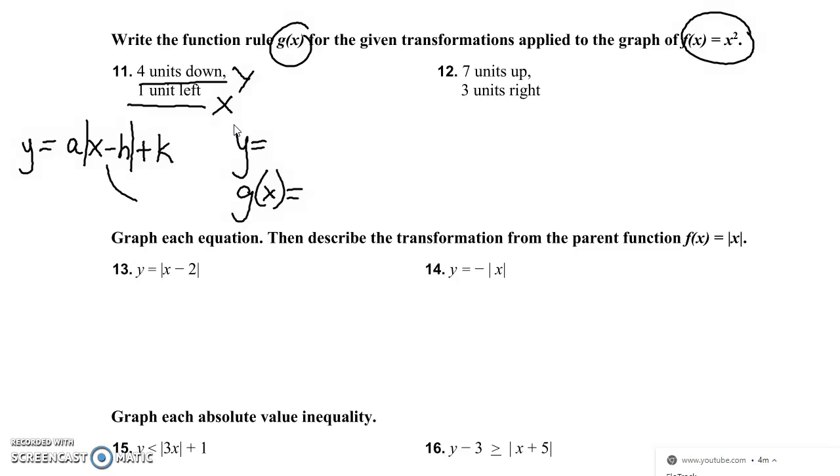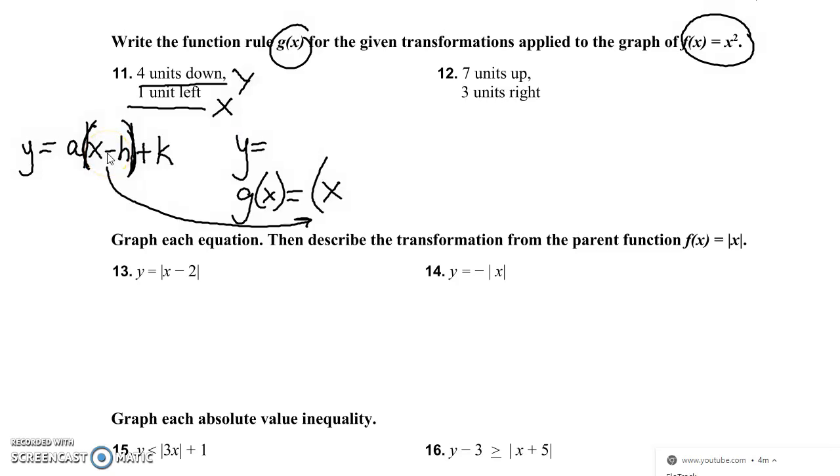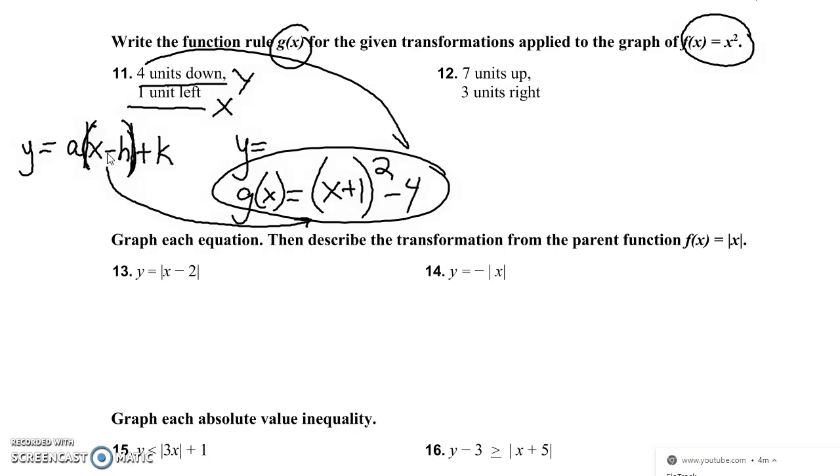And we're going to transform all this information into here. It's not absolute value, so you could have just done parentheses here. If this is an absolute value function, you can do the absolute value bars. And it's x, and because it's left, it's going to be a negative 1, but a negative times a negative is a positive, so (x plus 1) squared, and it's 4 units down. So down is going to be minus 4, and that's your answer. So for the test, you just have to put in this 4 over here and the 1 right there.